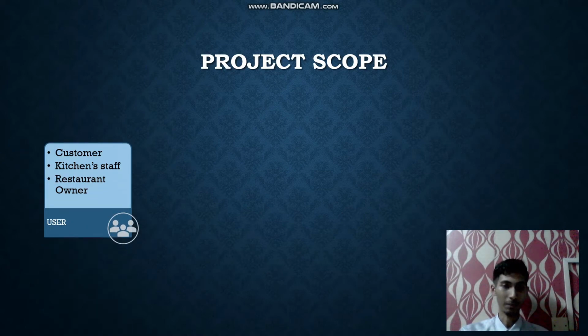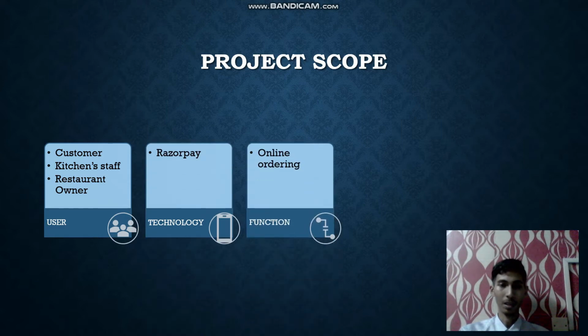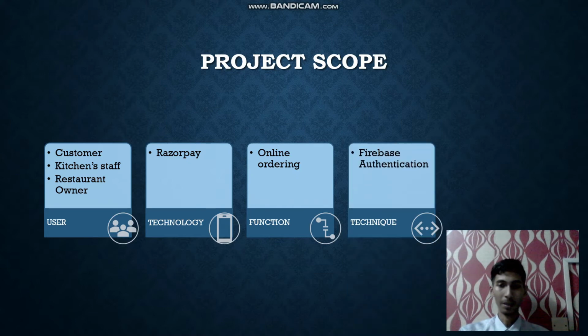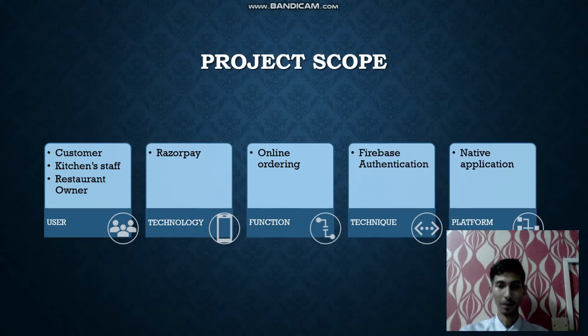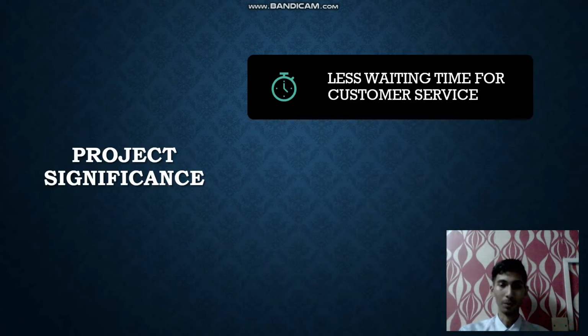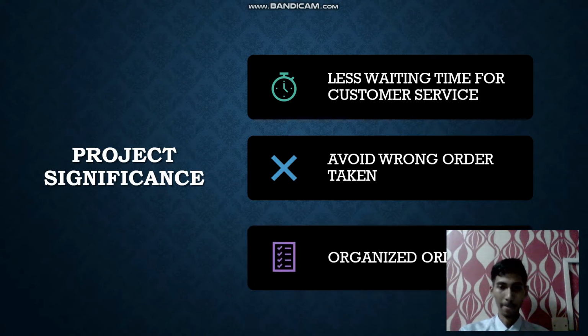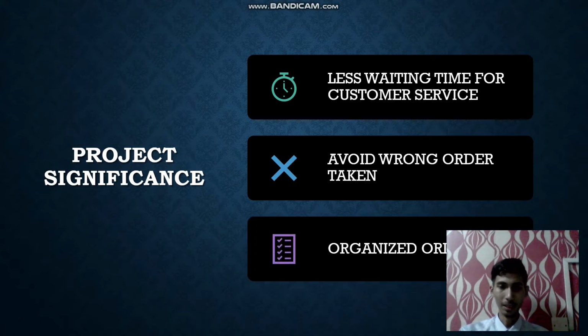The project scope: for the users, we have a customer, kitchen staff, and restaurant owner. For the technology, we are using Razorpay. The function is online ordering. The technique that we are using is file-based authentication, and the platform is a native application. The project significance is to create an app that has less waiting time for customer service, second, to avoid wrong orders taken by the staff, and lastly, to develop and organize ordering.